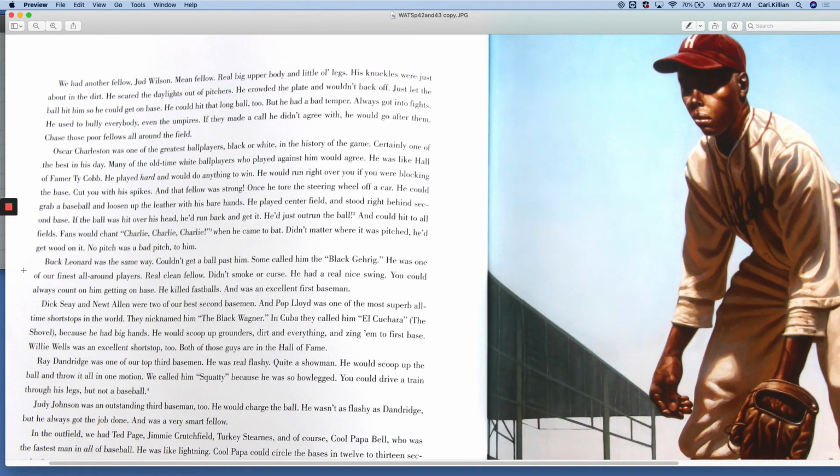Didn't matter where it was pitched. He'd get wood on it. That means he would hit it. No pitch was a bad pitch to him.